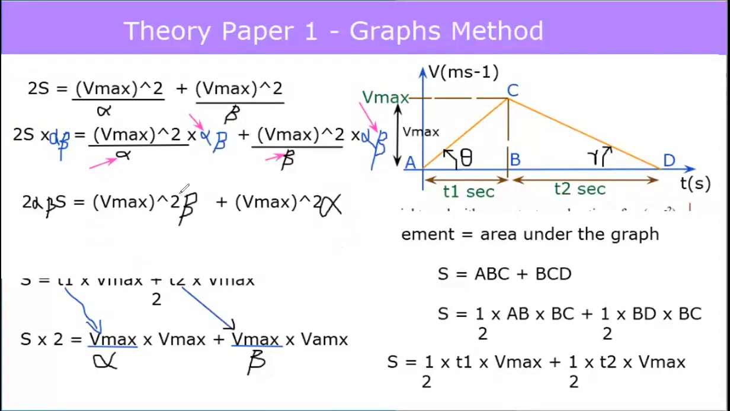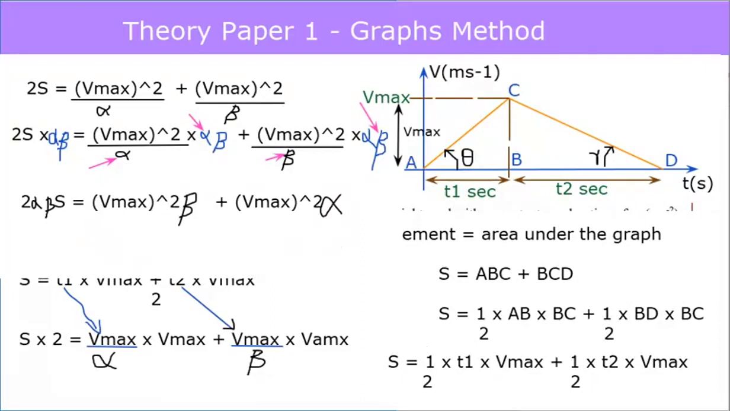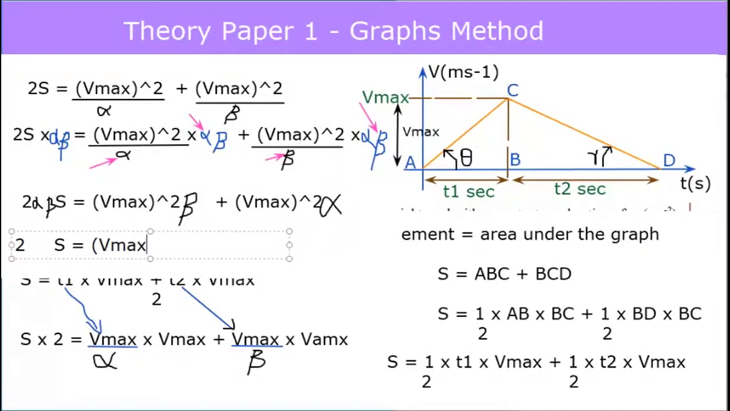So next step, V max square can be taken out. Here we have 2 into alpha into beta into s. And on this side, I'm going to open a bracket and take V max square out of the bracket. And what will be the terms inside these brackets? When you take V max square out, this beta will be there, and this alpha will be there.